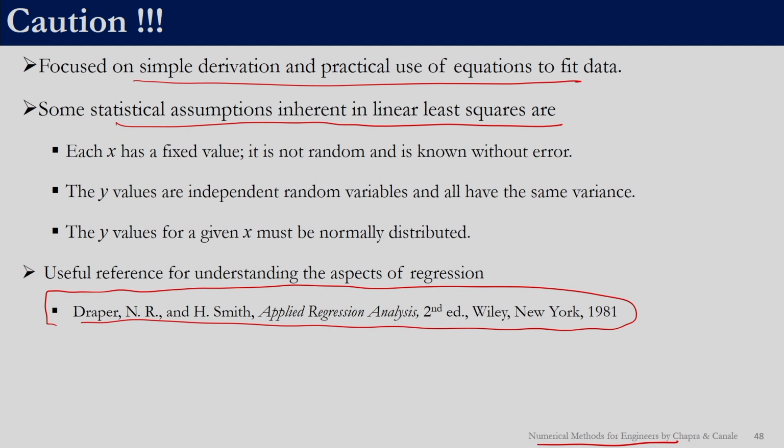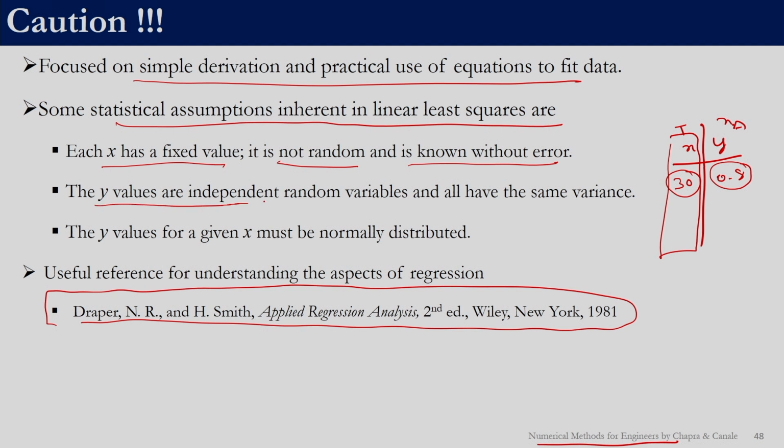Some of the assumptions involved are: each x has a fixed value, it is not random and is known without error, right. Only under this condition can we do linear regression, right. So, for example, if x is temperature and y is some conversion, when we write 30 comma 0.8, what we actually mean is that this 30 is known precisely, that there is no error in this 30, right. There could be some error in this 0.8, which is what we are trying to find using the linear regression model, which is why we are doing regression: we want to find a model which best fits the data.